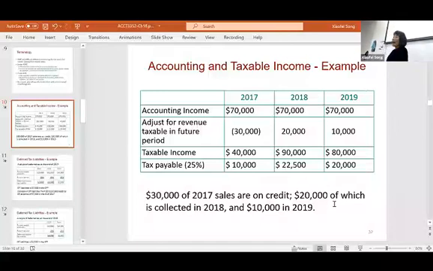Okay, so because of that, the taxable income would be different from accounting income, right? Well, in 2017, we need to remove that from accounting income to arrive at taxable income. For 2018, in addition to the accounting income earned during that year, there is also an extra collection of 20,000, and that should be included in accounting income to determine taxable income. And in 2019, the remaining 10,000 should be included to calculate taxable income.